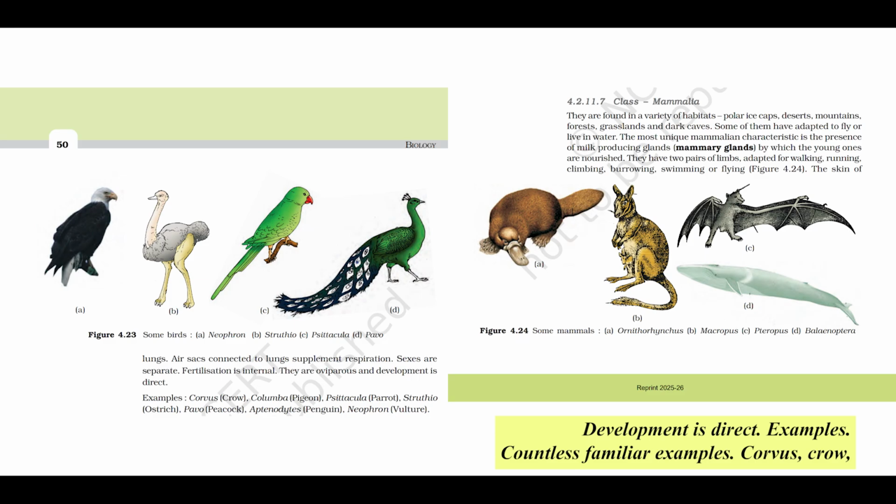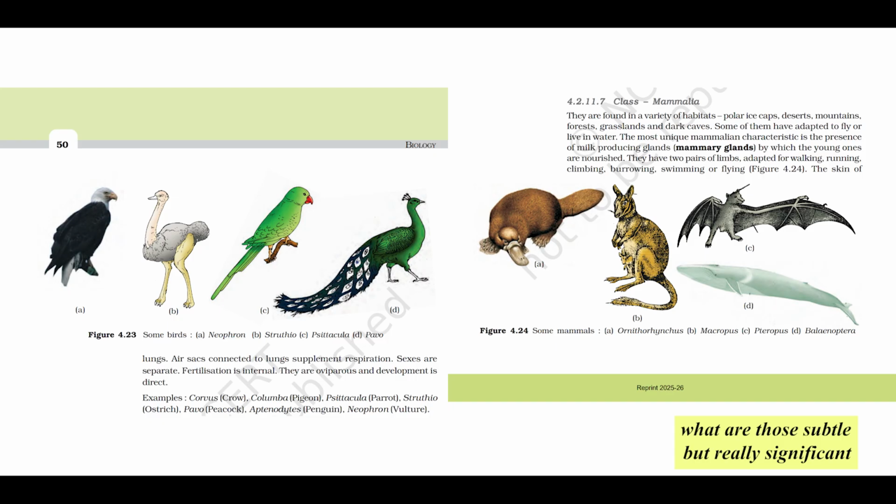Countless familiar examples: Corvus, crow; Columba, pigeon; Psittacula, parrot; Struthio, ostrich, flightless; Pavo, peacock, peafowl; Aptenodytes, penguin, flightless, adapted for swimming; Neophron, vulture. Birds exhibit truly remarkable adaptations for flight, beyond the obvious feathers and wings which everyone sees.